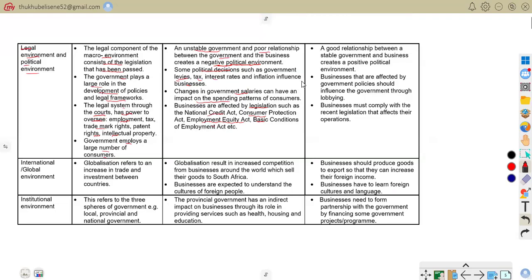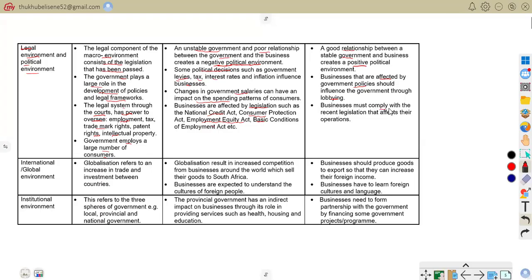So now we are coming to the strategies. A good relationship between stable government and business creates a positive political environment. So this helps business operate smoothly. Businesses that are affected by government policies should influence the government through lobbying. It means you are to advocate for favorable policies, for example, asking for lower taxes.